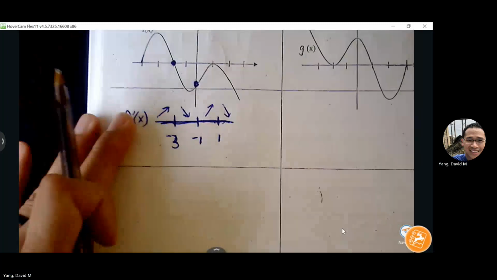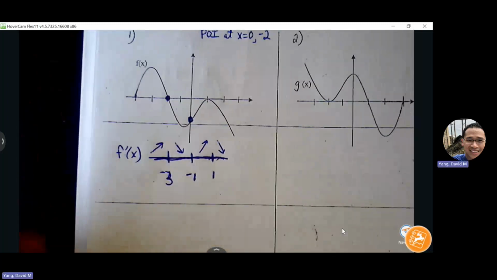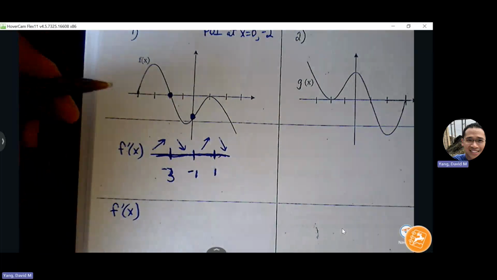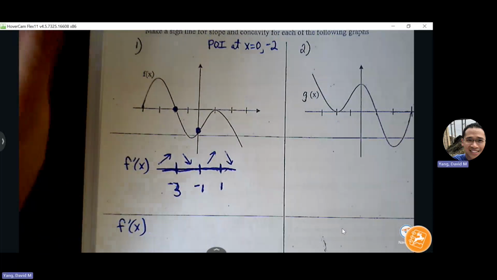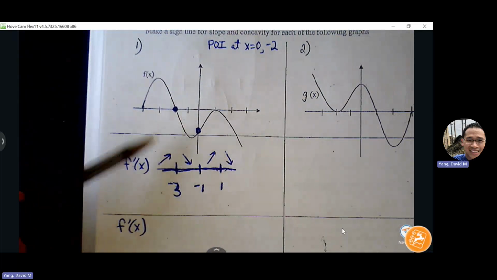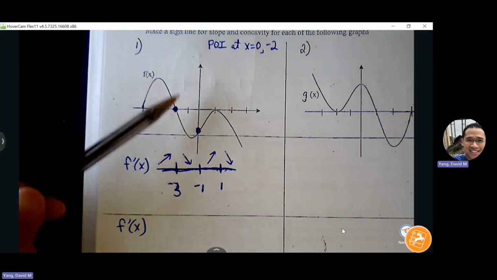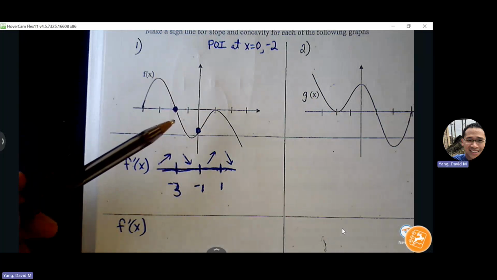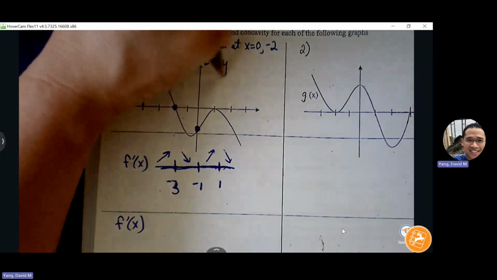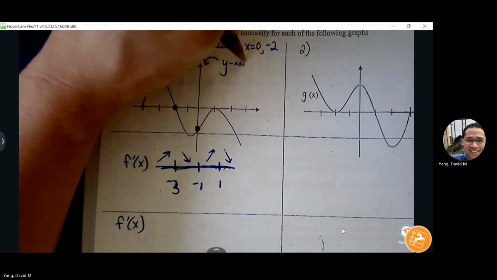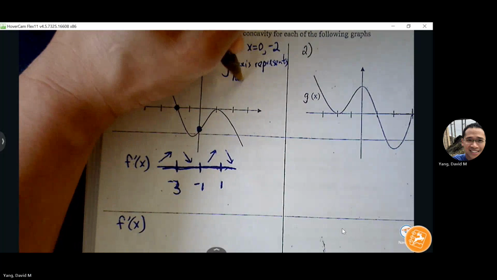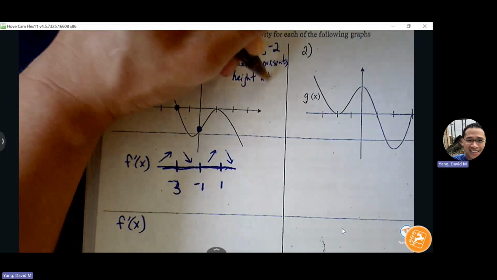Now let's say we want to create a derivative graph, a slope graph. One thing to understand first is that your derivative and function graph will not look the same, because the y-axis represents different things between the two graphs. For the original function, the y-axis represents the height at each point.